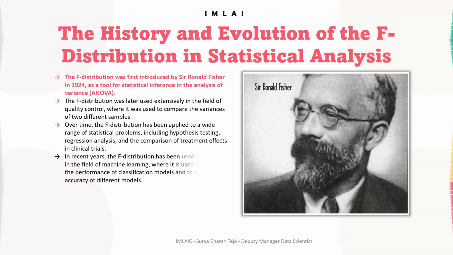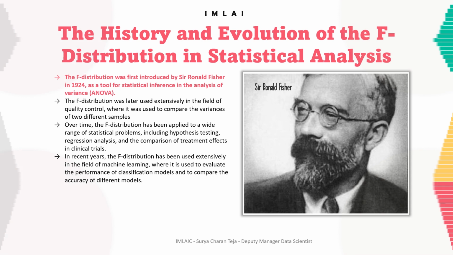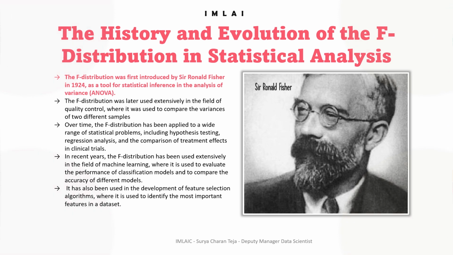In recent years, the F distribution has been used extensively in the field of machine learning, where it's used to evaluate the performance of classification models and to compare the accuracy of different models. It has also been used in the development of feature selection algorithms, where it's used to identify the most important features in a data set.